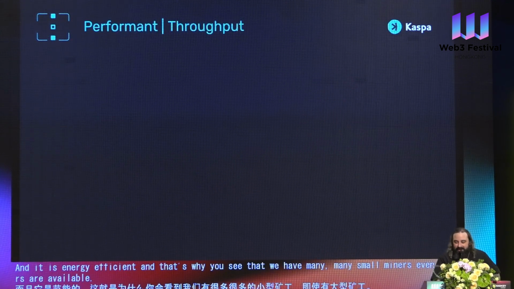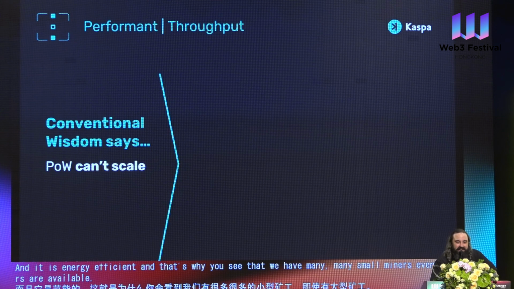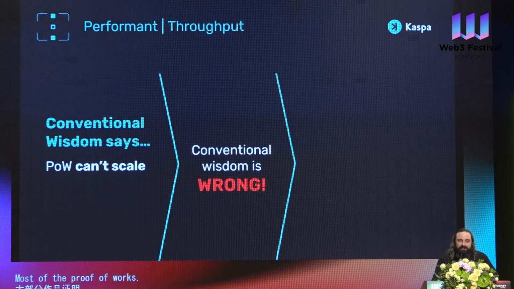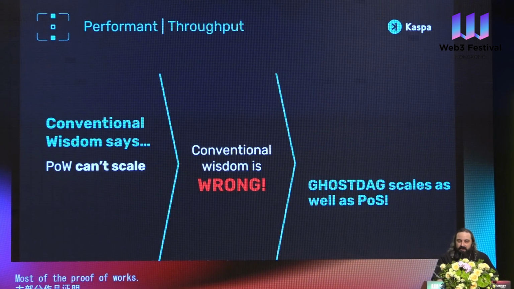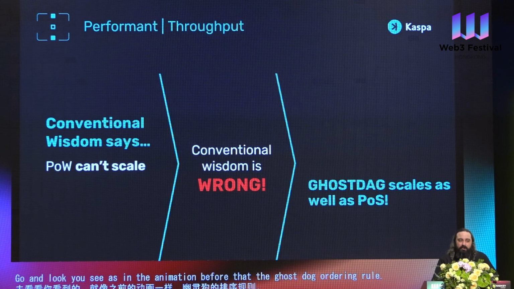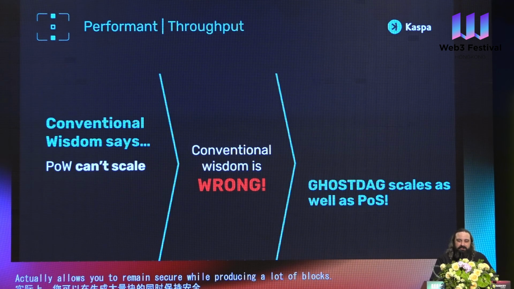Its performance: the first thing is that it has a lot of throughput. Now, the conventional wisdom says that proof of work can't be performant in the sense of throughput. We see it in Bitcoin, we see it in most of the proof of works. But again, the conventional wisdom is wrong. If you look, as in the animation before, the Ghost-Dog ordering rule actually allows you to remain secure while producing a lot of blocks, keeping the security benefits of proof of work while giving you a lot of throughput.